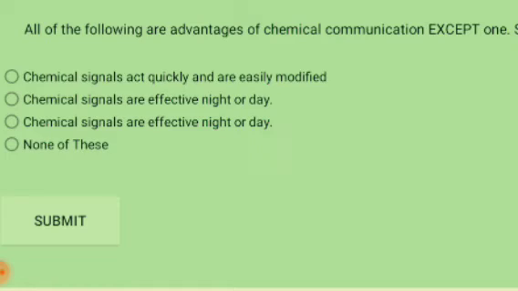All of the following are advantages of chemical communication except one. Select the exception. Option A, chemical signals act quickly and are easily modified. Chemical signals are effective day and night. None of these. It's actually option A.